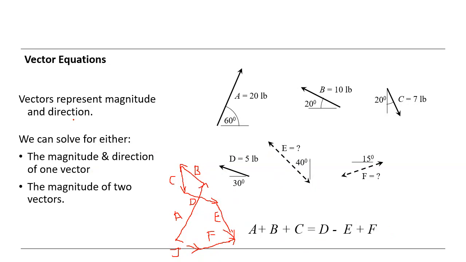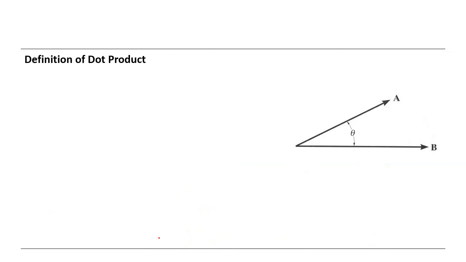So vectors represent magnitude and direction. We can solve for either the magnitude or direction of one vector through the magnitudes of the vectors. We can solve in components, and we can show it as a vector polygon. We can write it as an analytic equation, and we can write it in a graphical way.